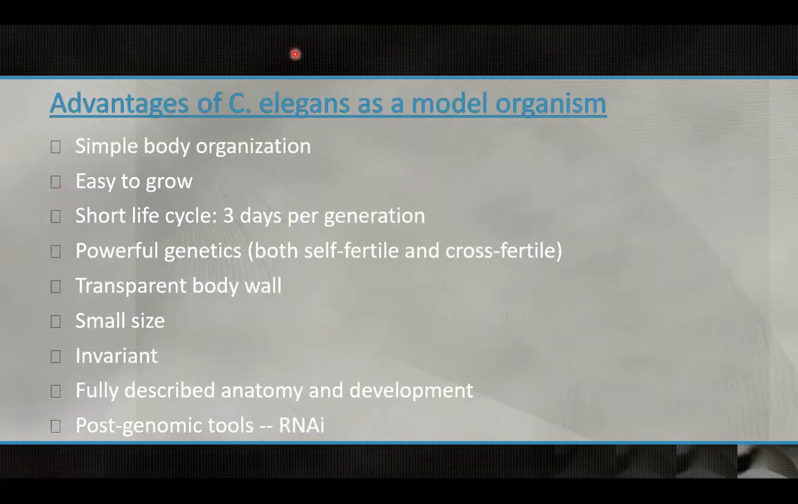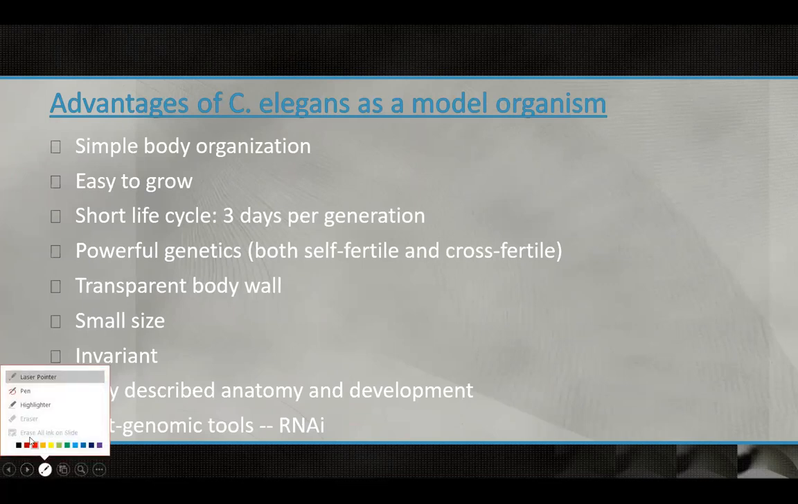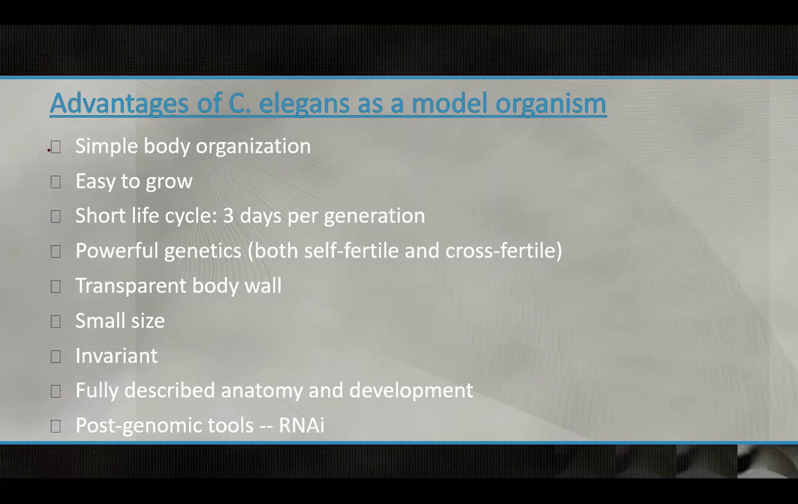Next, advantages of C. elegans as a model organism. Very important. Why has C. elegans been selected as a model organism? C. elegans has been selected as a model organism because of several features. They have a simple body organization, one of the simplest, and they are completely transparent. They can be easily grown over bacterial plates.